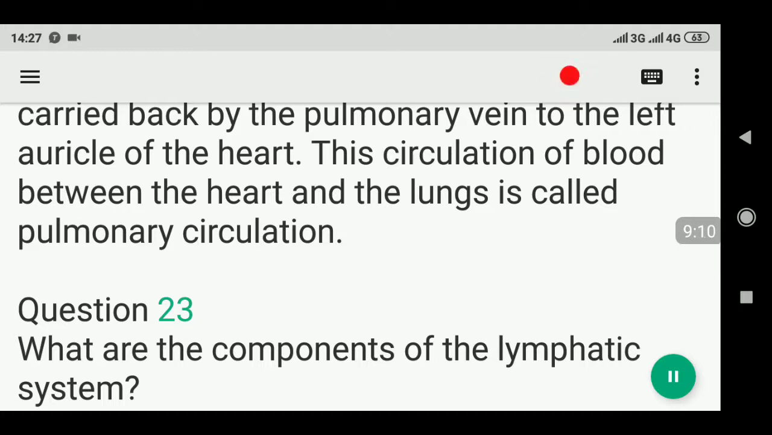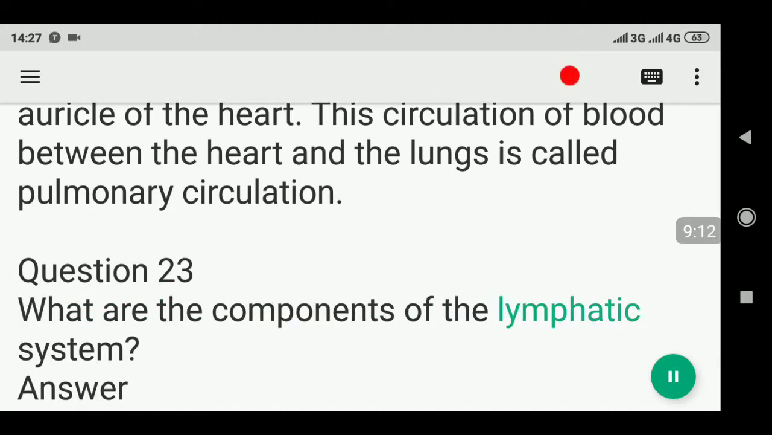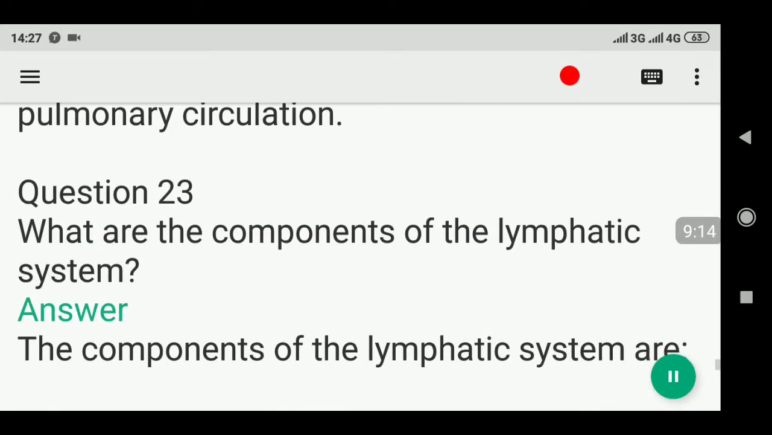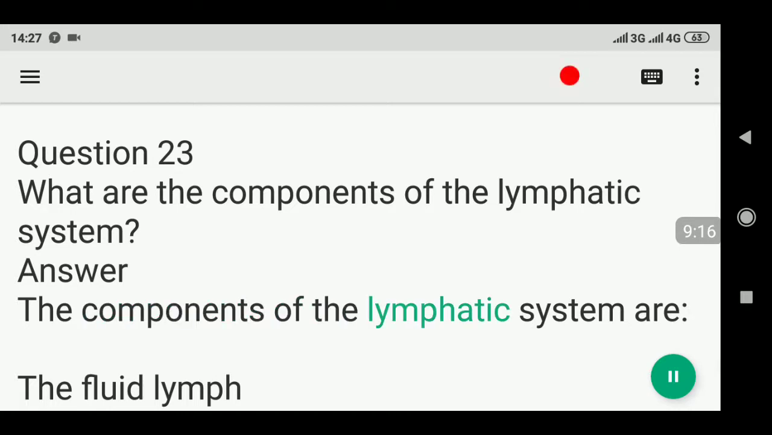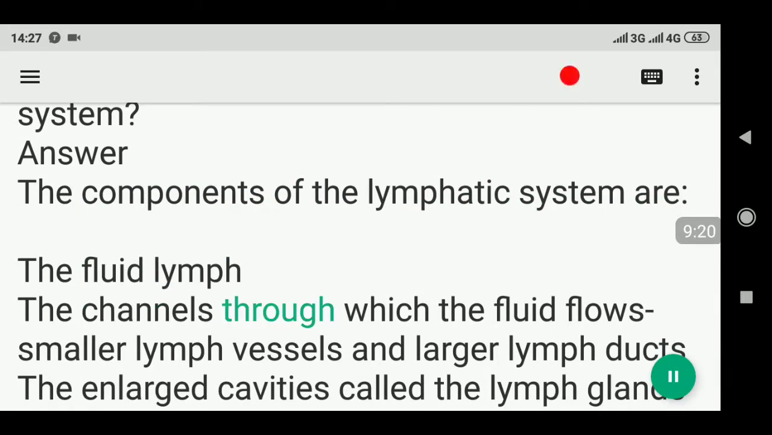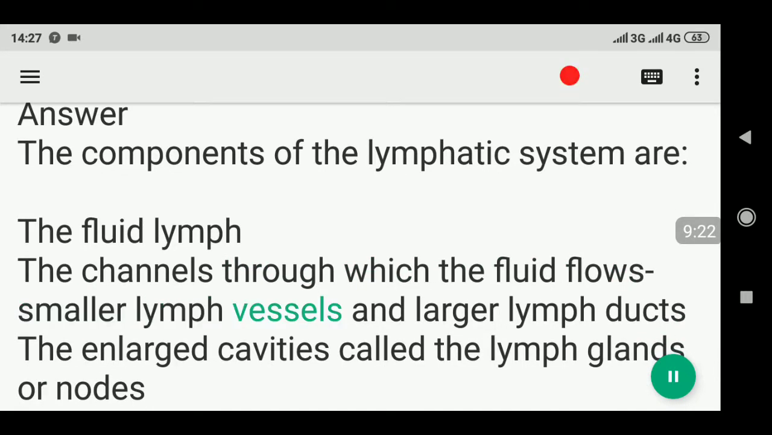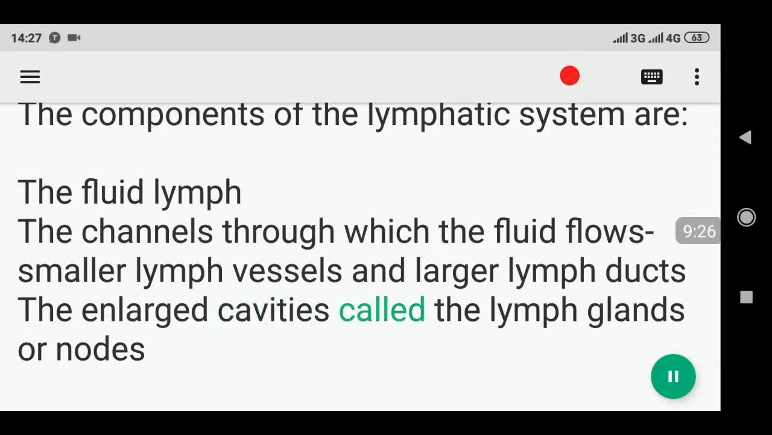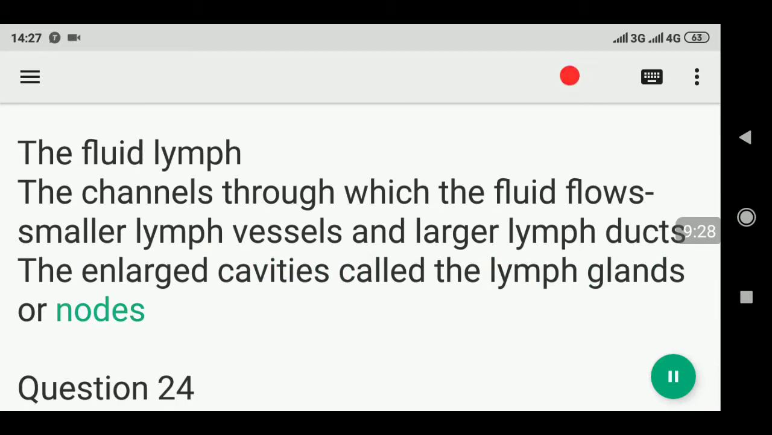Question 23. What are the components of the lymphatic system? Answer. The components of the lymphatic system are the fluid lymph, the channels through which the fluid flows, smaller lymph vessels and larger lymph ducts, and the enlarged cavities called the lymph glands or nodes.